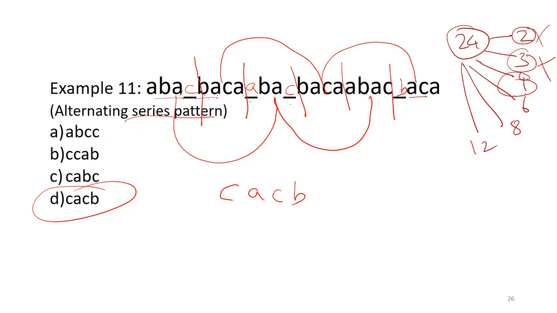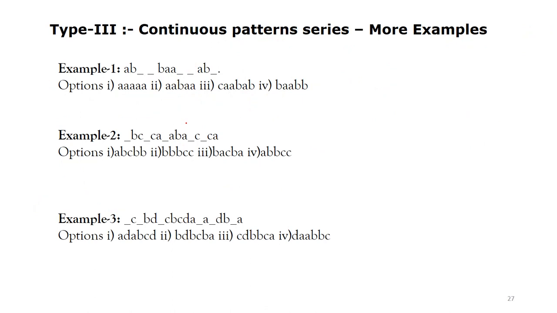If you don't want alternating, instead of 4, you have to take 8 terms where this middle line won't come here. Then you can get the perfect series. Okay, very good. So let us see a few more examples on continuous pattern series. Pause the video and try to get the answer for these 3 examples.